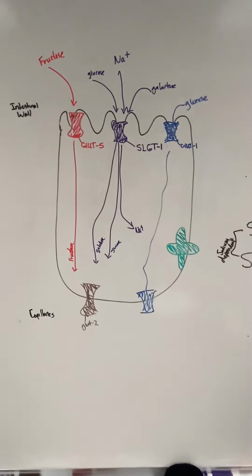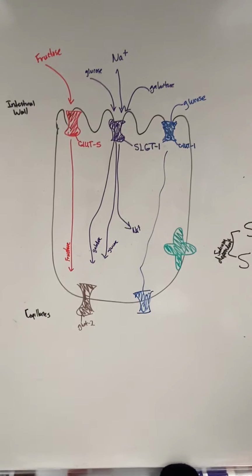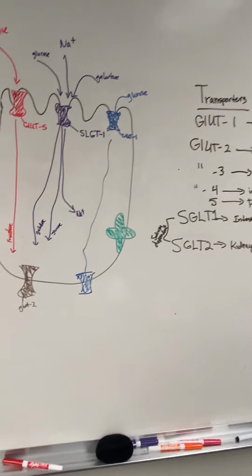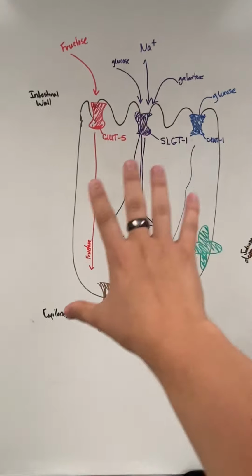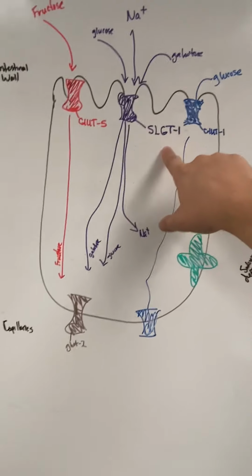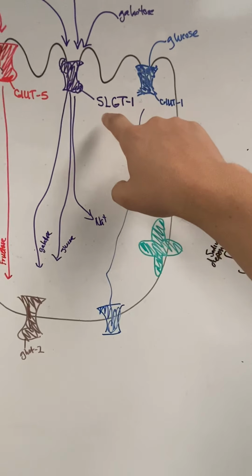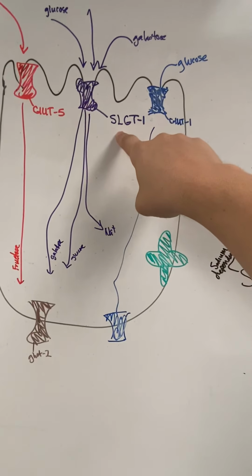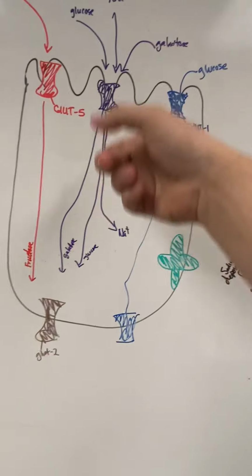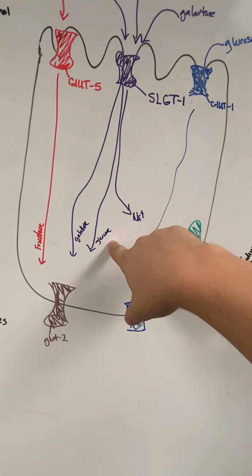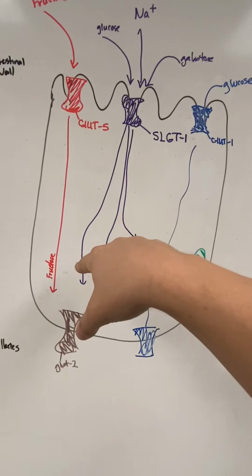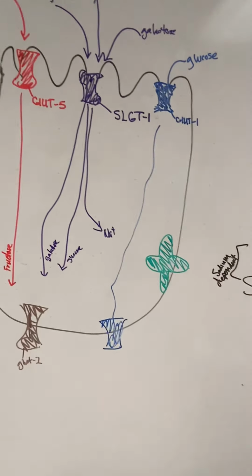Okay, so this is probably the hardest thing to describe from this module. So I'm going to talk about what's going on here, and then I'm going to talk about the transporters. So here we have the SGLTs, they're sodium dependent. So we have to have sodium coming through to be able to get the galactose and glucose through. So those go through this purple one.